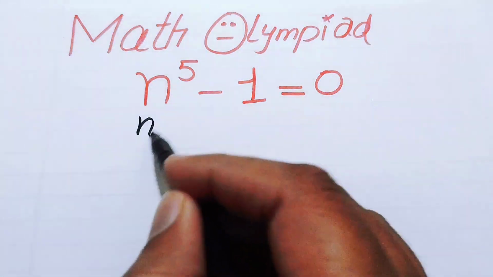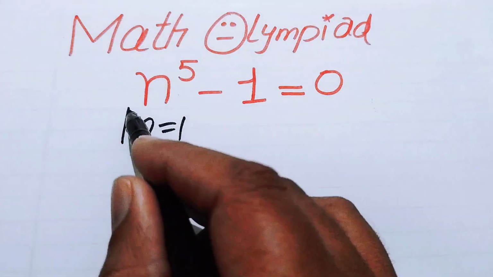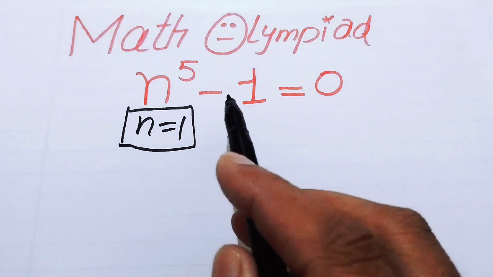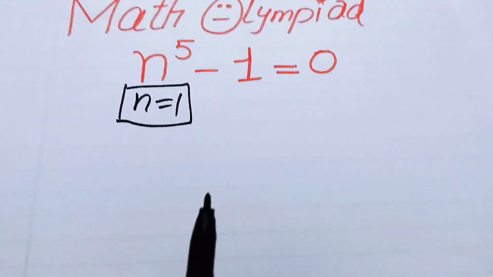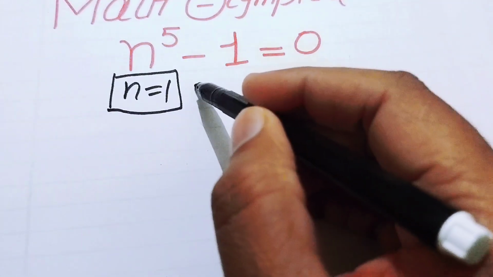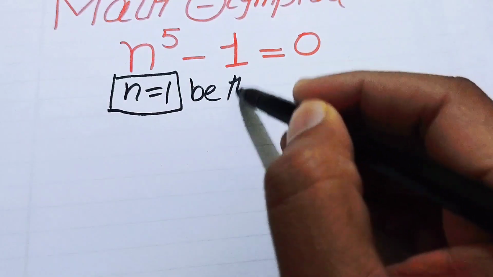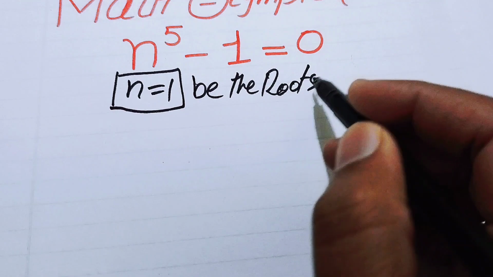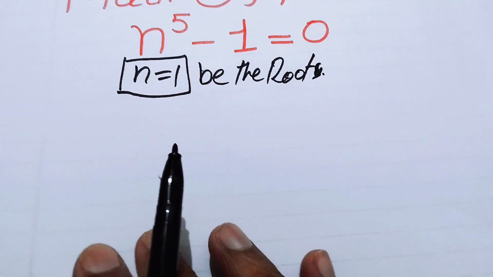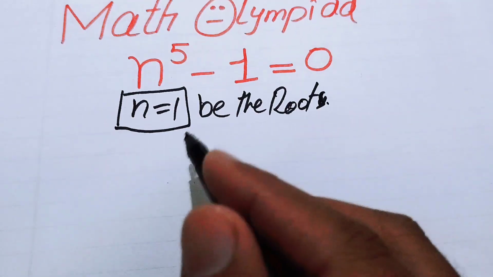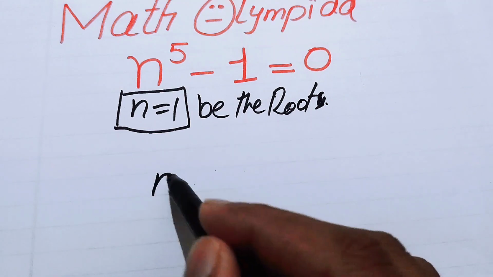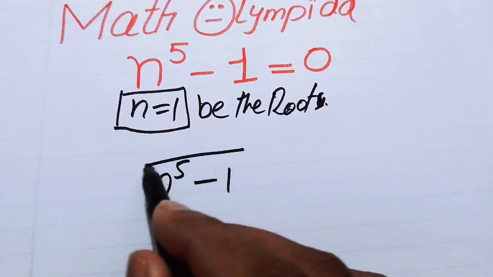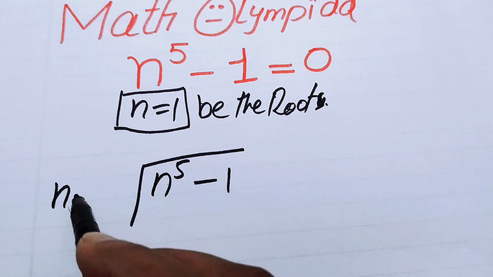So here you see that n equals 1 is a root of this equation. We can easily see that when you put n equals 1, it becomes 0 equals 0. So this shows that n equals 1 is a root of the given equation. In the next step we will use the long division method. So we will divide n to the power of 5 minus 1 by n minus 1.